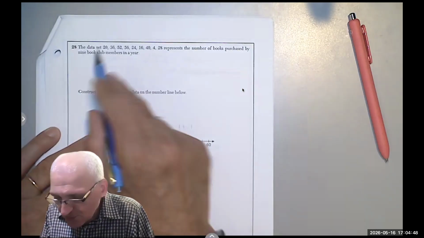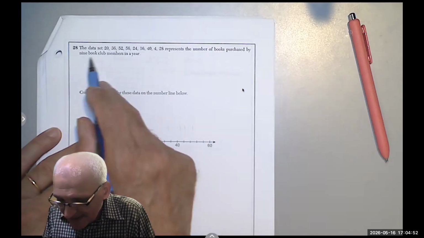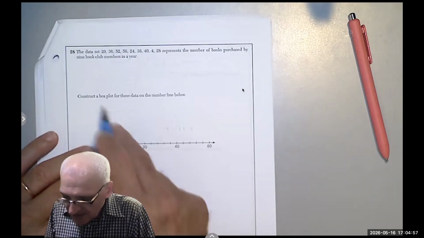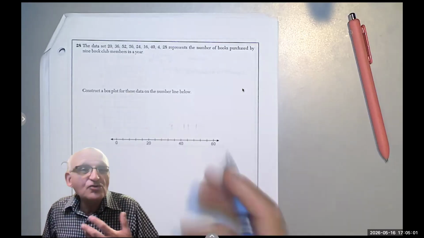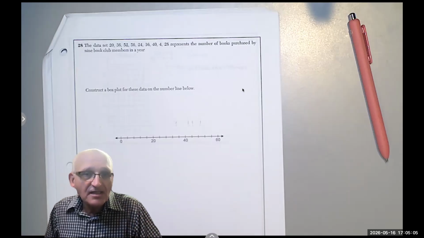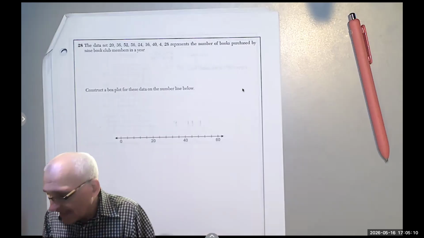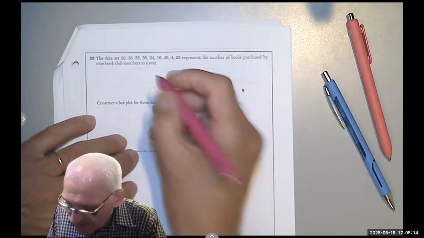The data set 20, 36, 52, and so on, represent the number of books purchased by 9 book club members in a year. So there are 9 values. Construct a box plot for these data on the number line below. So first of all, to construct a box plot, you need the minimum, the first quartile, the median or second quartile, the third quartile, and the maximum. So it's better to rearrange them in increasing order.